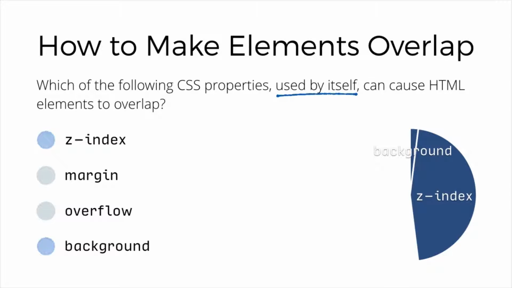The key here is used by itself. If you use z-index by itself, it actually doesn't do anything. You can set z-index on all your elements, and it won't do a thing unless you also set position. Any position value apart from the default will bring things like z-index to life. But yeah, by itself it does nothing. And even when it is active, all it does is control the stacking order. By itself, it won't cause things to overlap.